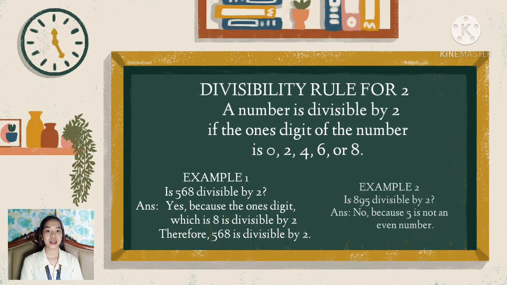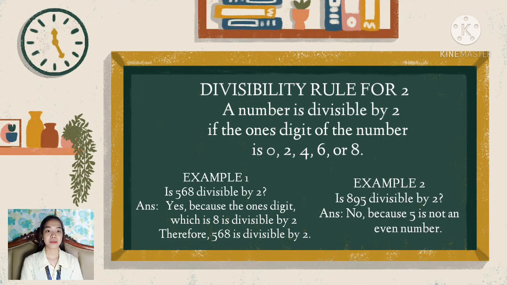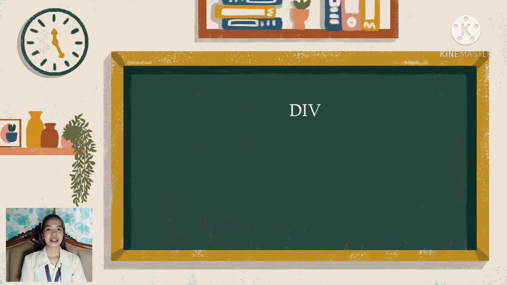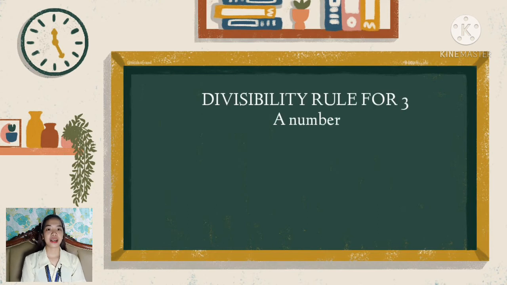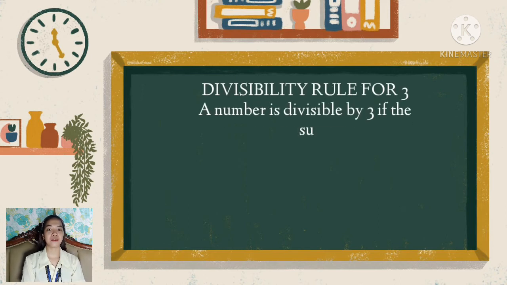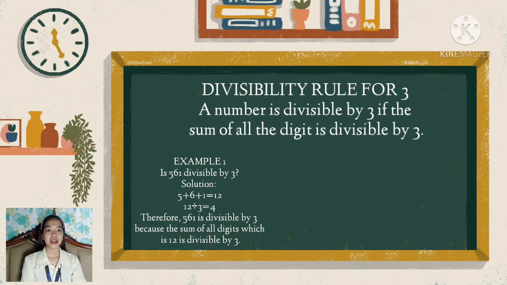Example number 2. Is 895 divisible by 2? The answer is no, because 5 is not an even number. Divisibility rule for 3. A number is divisible by 3 if the sum of all the digits is divisible by 3. Example number 1. Is 561 divisible by 3?